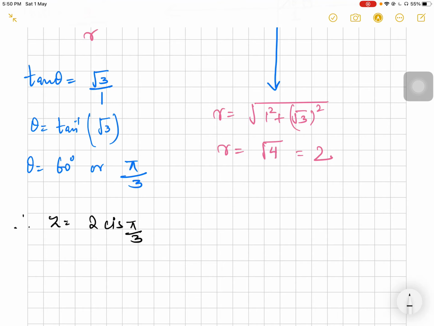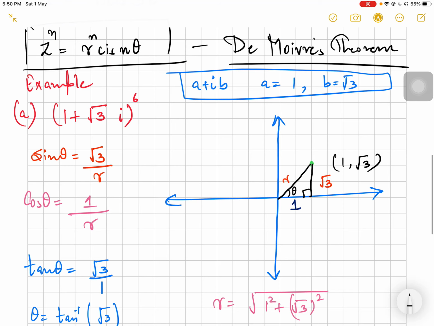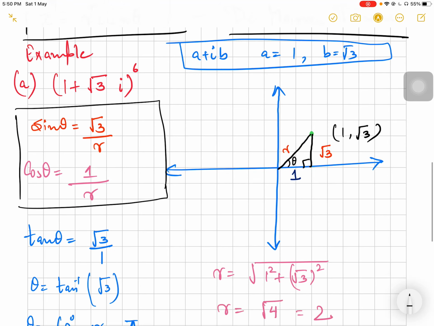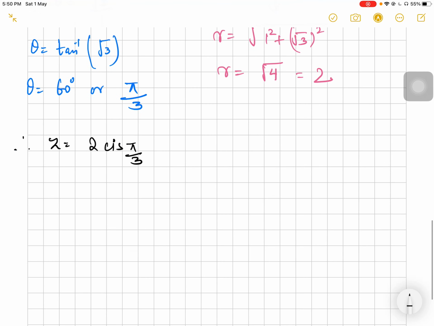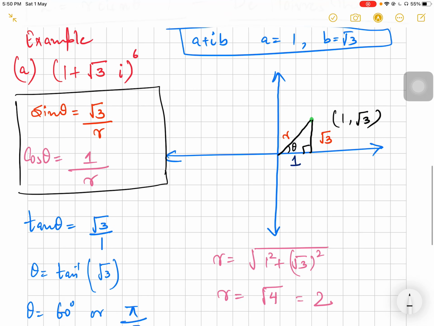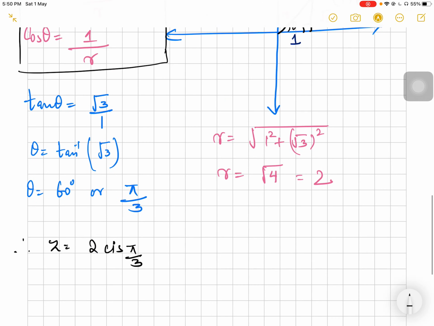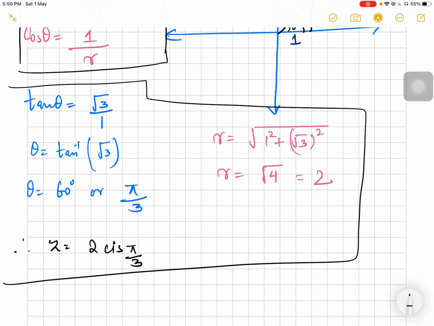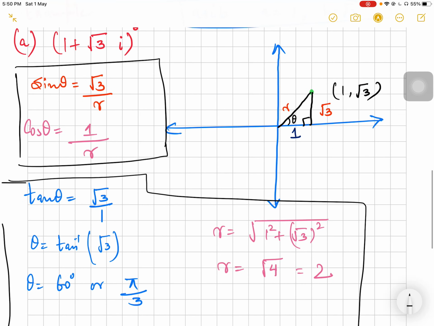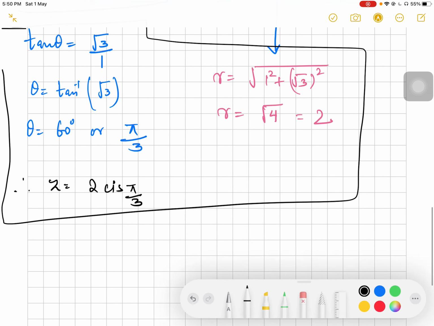This part I have done just for our understanding, so that we know what we are substituting when we convert to polar form. You need not write this. You can directly start from this part and reach here when you're writing it. You don't have to write this if it is asked in an exam.